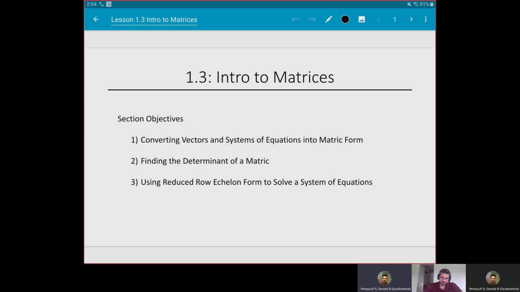Now, matrices are something that a lot of people don't really have a lot of experience with. There's not really a dedicated class on them. And a lot of times it seems like you're meant to just pick up the information as you go along. Hopefully, you get enough of it.